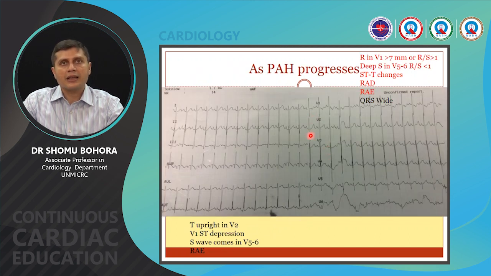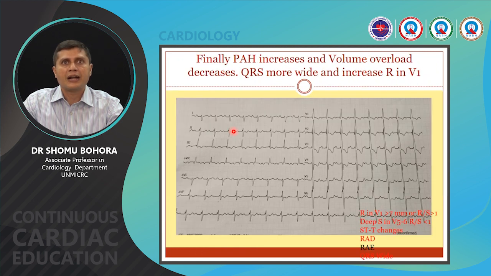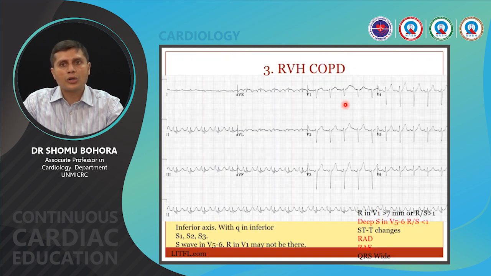After the ASD causes volume overload, pressure overload sets in, and then gradually changes may occur, wherein the R wave height becomes monophasic. The T wave becomes upright in V2 and an S wave comes in V5, V6. Thereafter, there is a chance of seeing right atrial enlargement. And finally, when PH sets in, pure RVH sets in rather than the RBBB nature of volume overload.